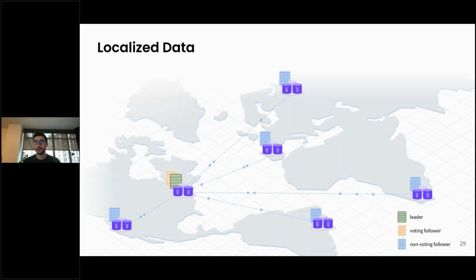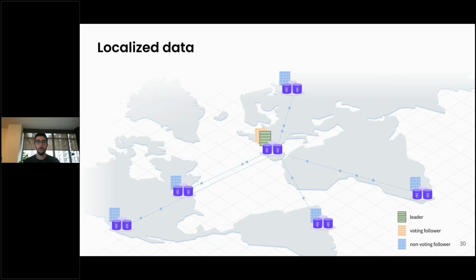The data is still asynchronously replicated to other parts of the world to provide low latency stale reads. But strongly consistent access is restricted to access within the eastern United States here.